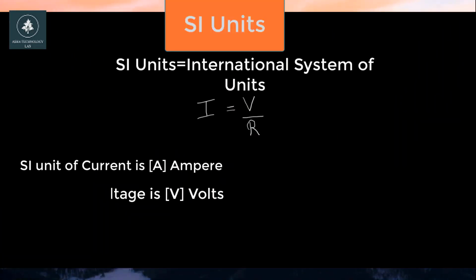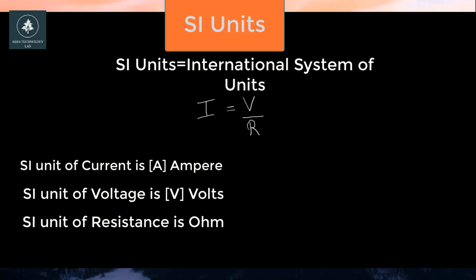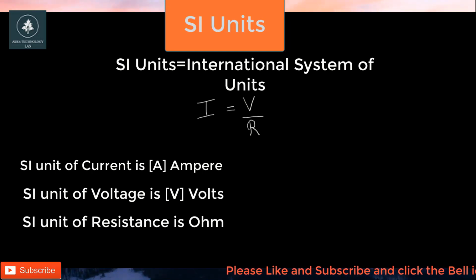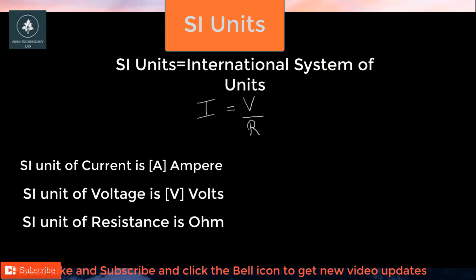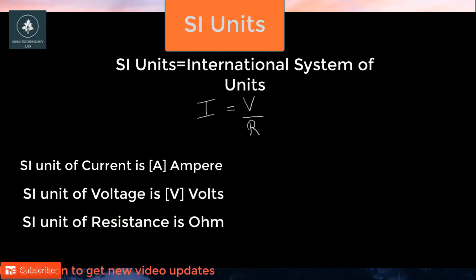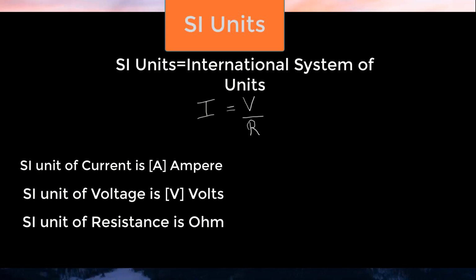SI units. SI units is the International System of Units. SI units are the measurement of electronics parameters such as current, voltage, resistance, capacitor, inductor, etc. The SI unit of current is A or ampere. The SI unit of voltage is V or volts. The SI unit of resistance is ohm.